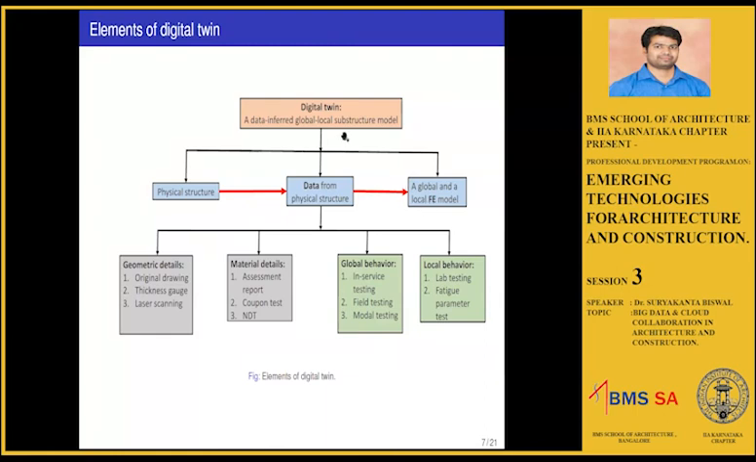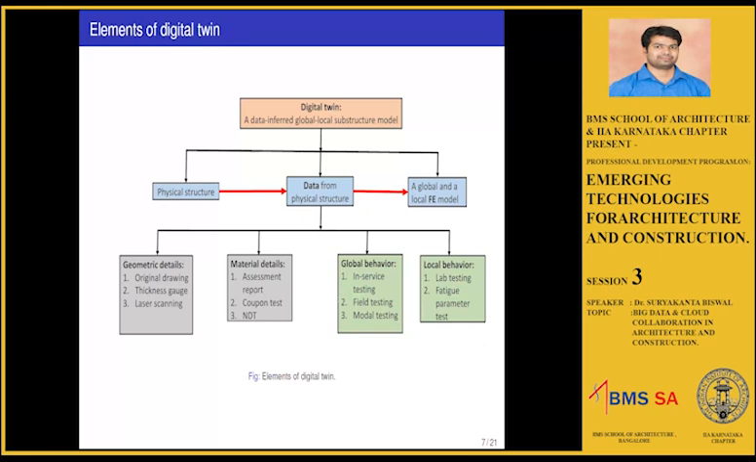So the digital twin model that I was talking about will consist of the physical structure, the bridge here, the Yelahanka bridge, then the data. Here the data can be the geometric details from the drawings or from the measurement of the thickness using any NDT or laser scanning.